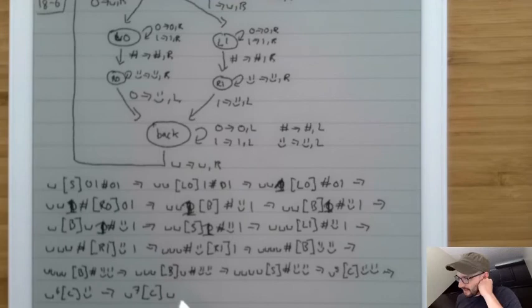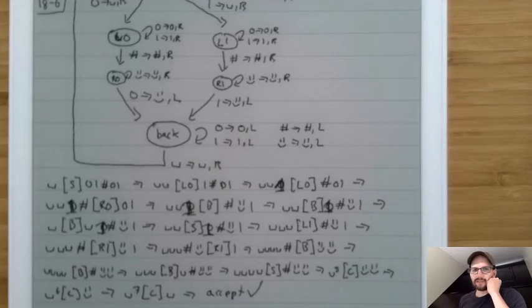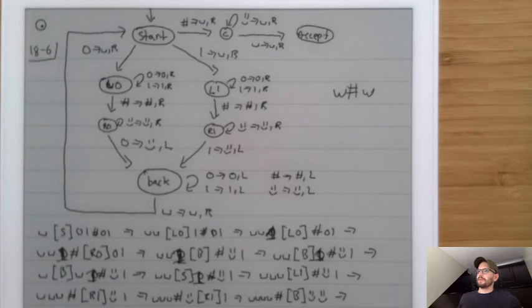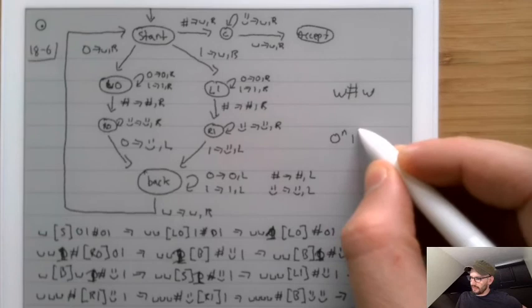And we say yes. All right, so this is a little example Turing machine that solves the W hash W problem. Think for a moment about how you could use a similar idea to solve the 0 to the n, 1 to the n, 0 to the n problem.